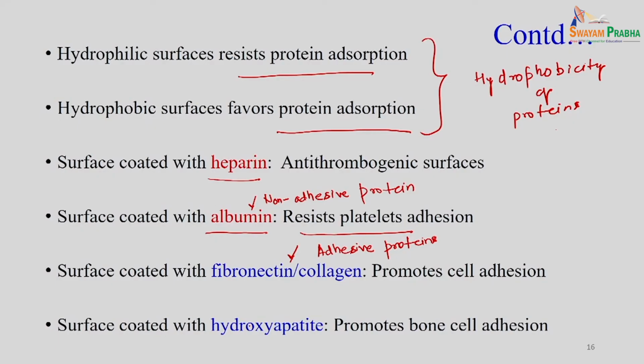differentiate on the surface. Also, especially for the bone cell, hydroxyapatite is the biosimilar material which has a very close composition, particularly this Ca by P ratio of 1.67, it is very close to that of bone. So, it promotes the bone cell adhesion. So, accordingly we can choose which type of surface modification we are looking for.